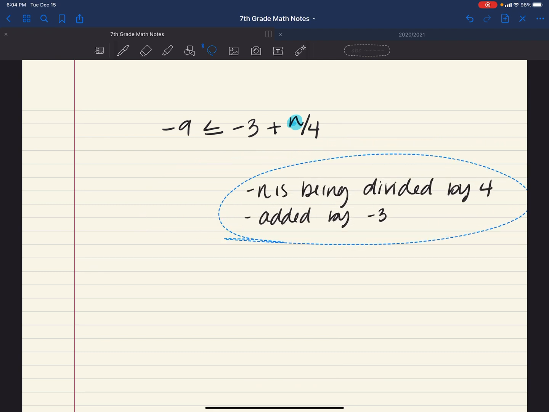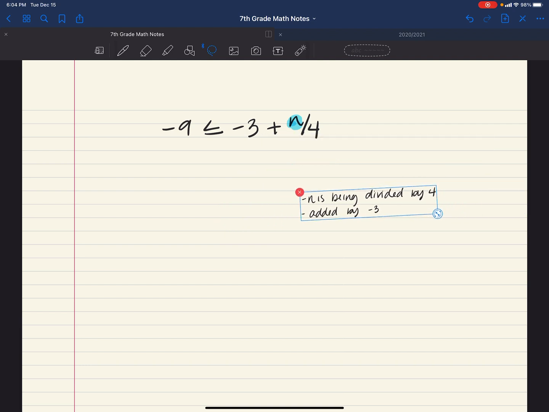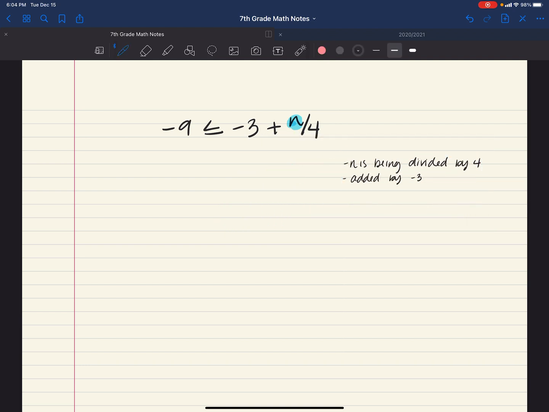So let me resize this, make it smaller, get out of my way. All right. The first thing I'm going to undo is that constant of -3. And we need to combine it with our like term of the other constant of -9. But we are going to add 3 to both sides. And do you see why we're adding 3? Because this guy is negative. And the opposite of -3 is +3.